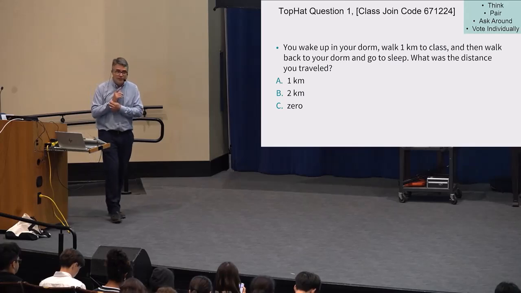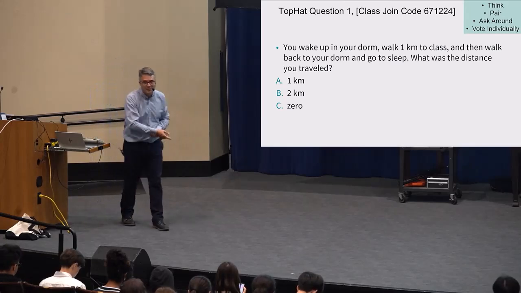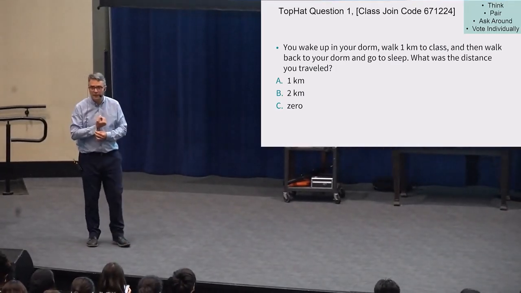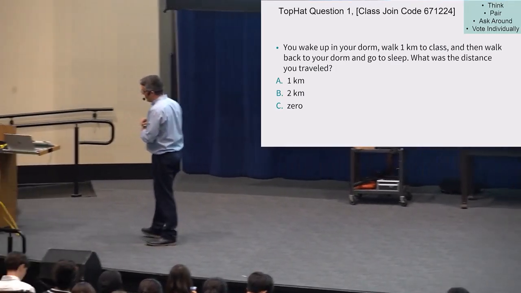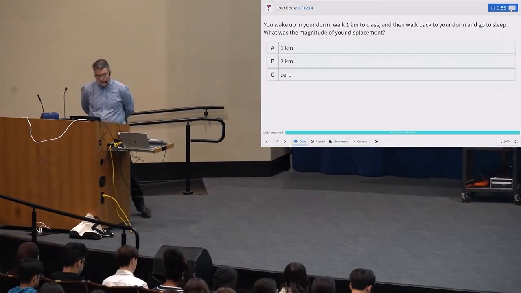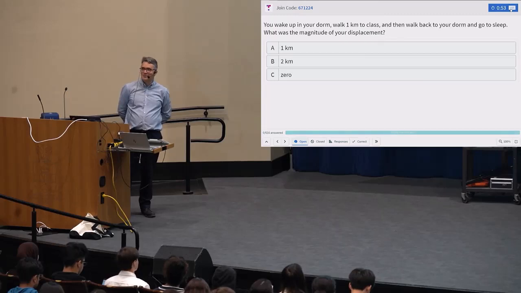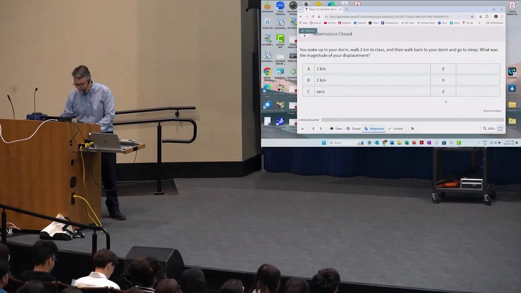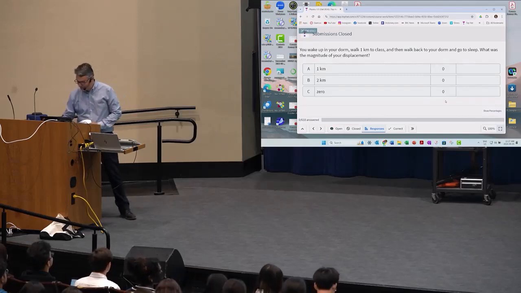You wake up in your dorm, you walk 1 kilometer to class, maybe in a straight line or something, and then you travel back and go back to sleep. What was the distance that you traveled? This is the d, right? What is the magnitude of your displacement? It's 0.